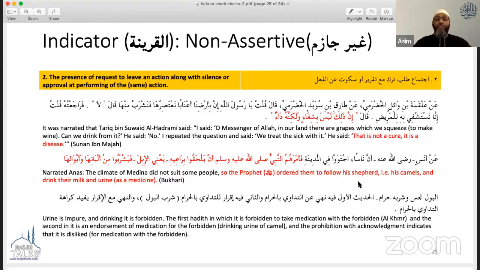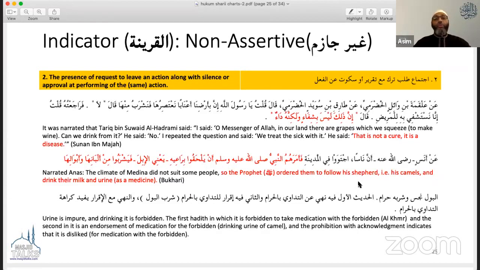Now here, if we combine these two hadith, the first one that talks about the issue of khamr, the intoxicant, in this case the grape wine, when he was asked can we use that to cure the sickness, Rasulullah refused it, and he mentioned that this is not a cure, it's a disease. While in the case of the urine of the camel, which is haram itself, in that specific case of sickness, to cure the sickness, Rasulullah approved of it.